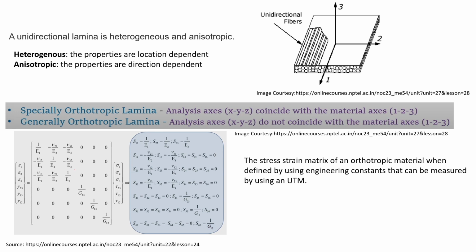Now the stress strain matrix of an orthotropic material when defined by using engineering constants can be measured by using a UTM. So here you can see the stress strain matrix. It has these coefficients. These are for the compliance matrix. All these coefficient values can be found by using the engineering constants which are available to us by testing them in a UTM.